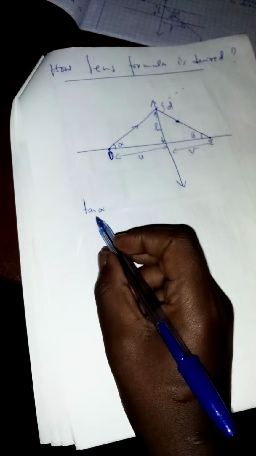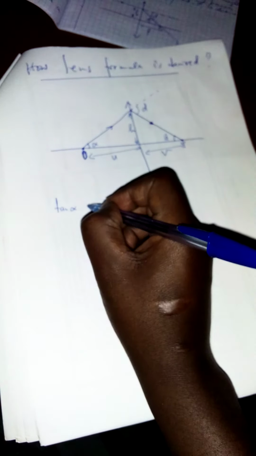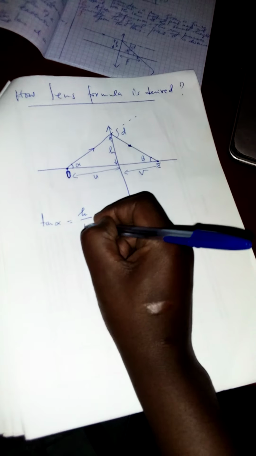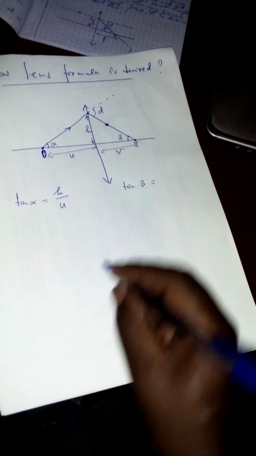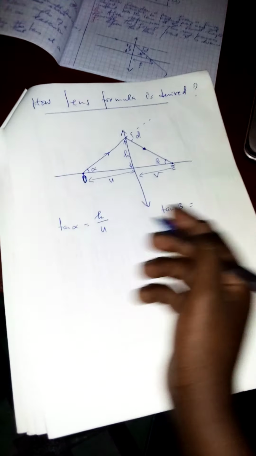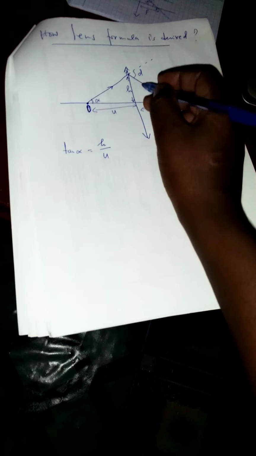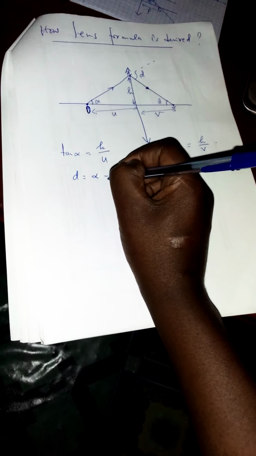So first let us find the tan of angle alpha, which is equal to the opposite side H over the adjacent side, which is U. And again, let's also find the tan of beta, which is equal to the opposite side, also H over V. This deviation angle is an exterior angle, and it is equal to the sum of the interior angles of this triangle. So D is equal to alpha plus beta.